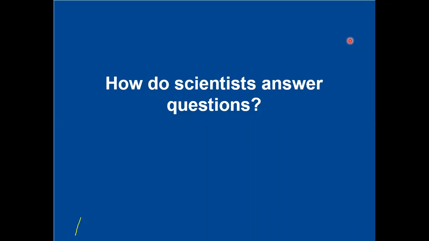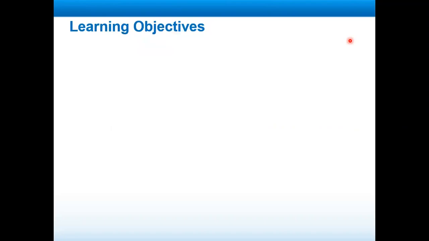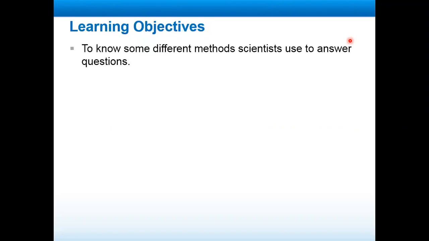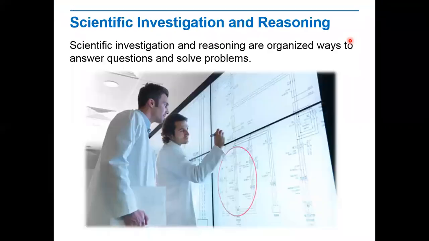Today we will take a new lesson. How do scientists answer questions? Today is Monday, 6 April 2020. All of you open pages 315, 316, and 317 and write the date. Learning objectives: to know some different methods scientists use to answer questions.